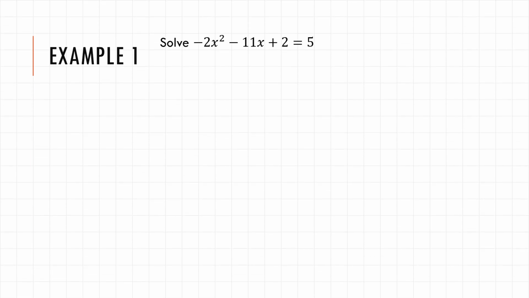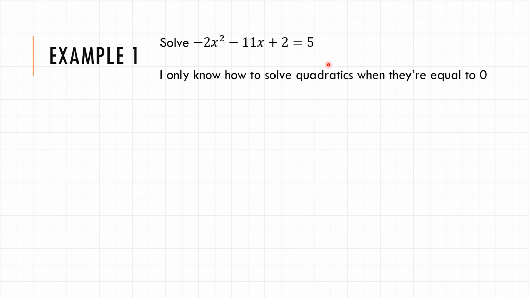In this example, I'm going to solve this quadratic equation. Now, I only know how to solve quadratics when they're equal to 0, so I will subtract 5 from both sides, and now I have an identical quadratic equation whose solutions are the same as these solutions. Now, I'm not even going to try to factor this. I'm just going to use the quadratic formula because that's what we're practicing today.